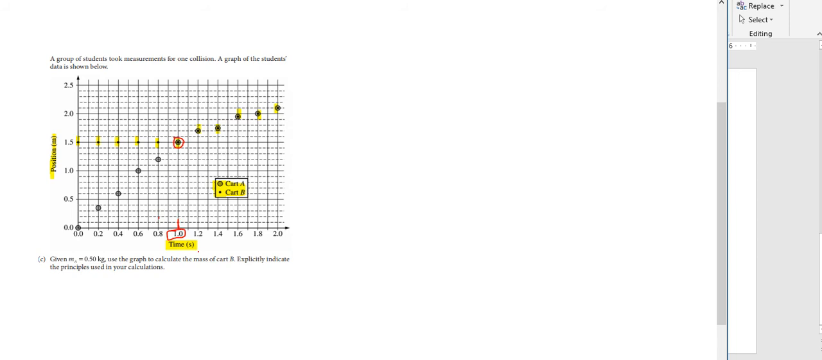Position and time. First of all, does the slope matter? So hopefully you know the slope of position versus time is meters over seconds. So the slope is velocity. Okay, area would be meters times seconds. There is no area of a position time graph. Now let's take a look at what's going on here.